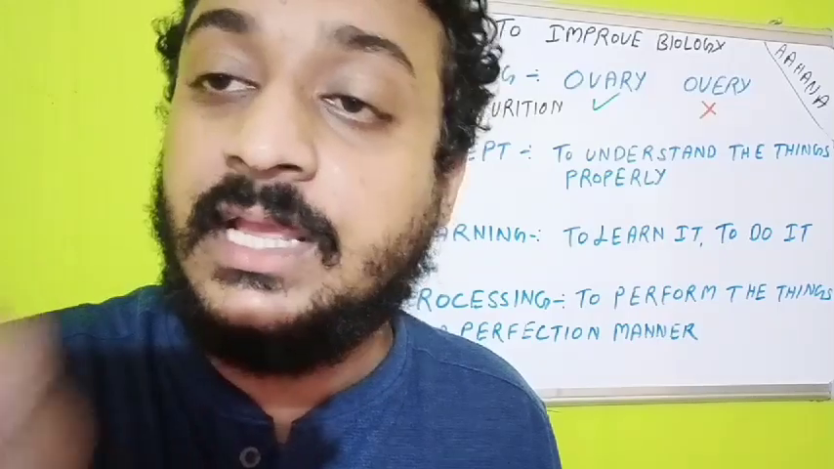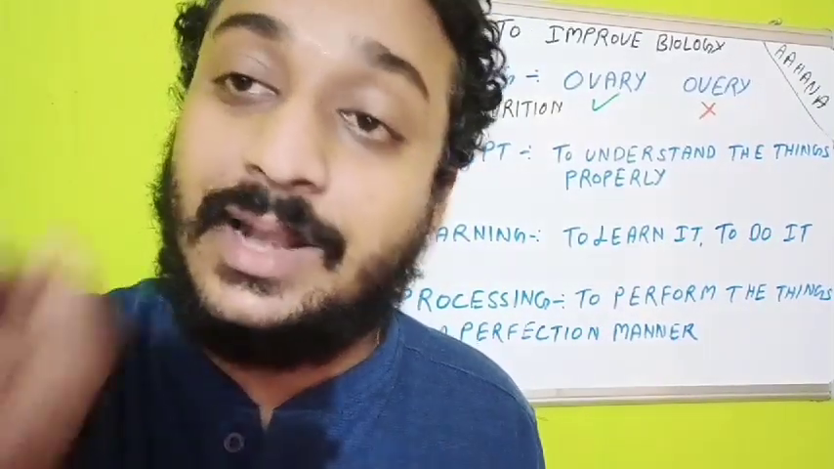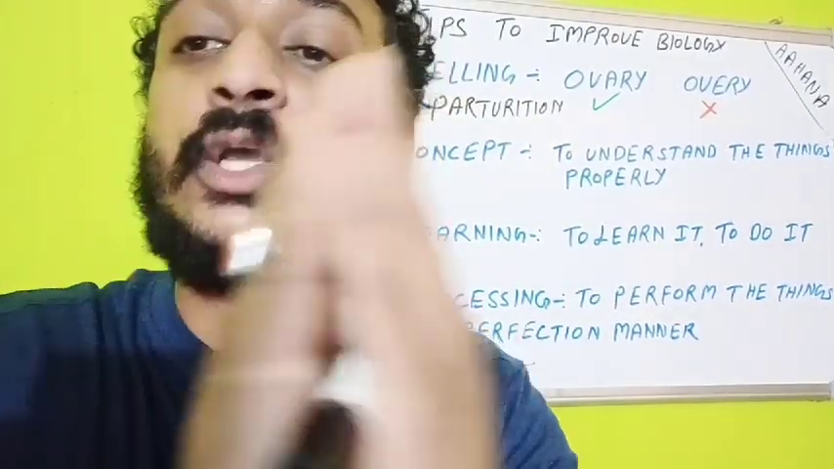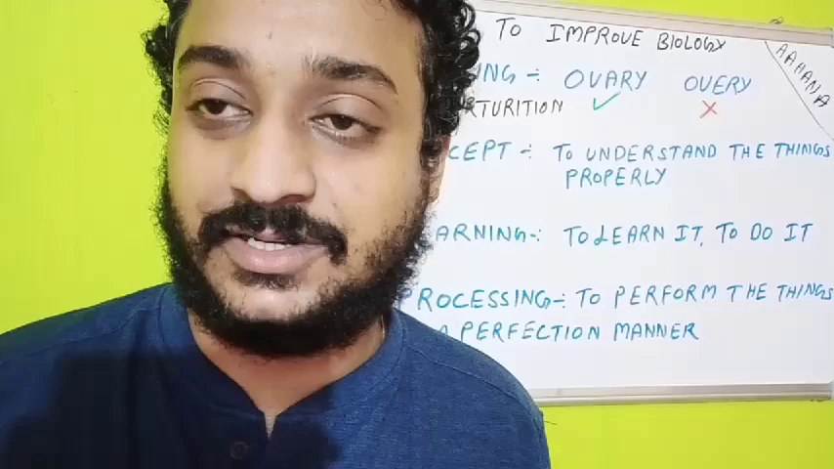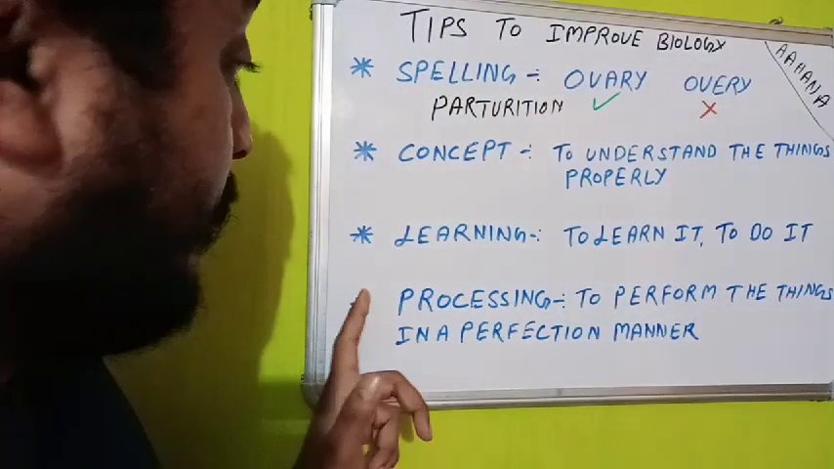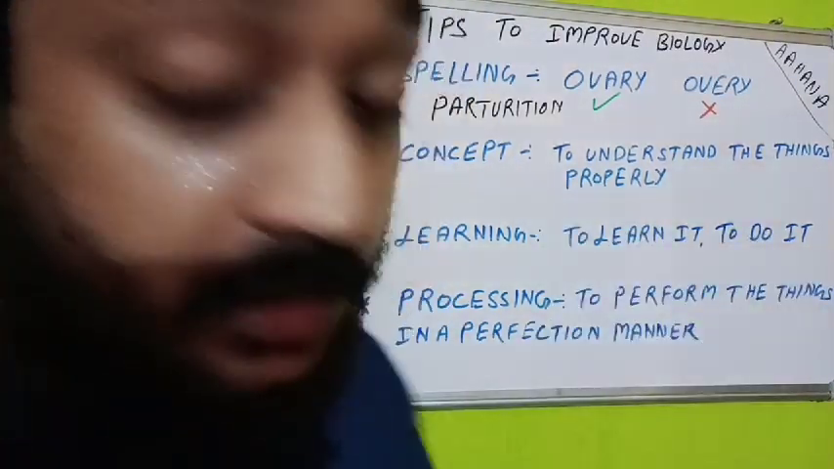Then automatically, that student will never make any kind of mistake, whatsoever the question comes and howsoever the question has been asked to the student. So I guess this part is also clear. Next one, processing. To perform the things in a perfection manner.